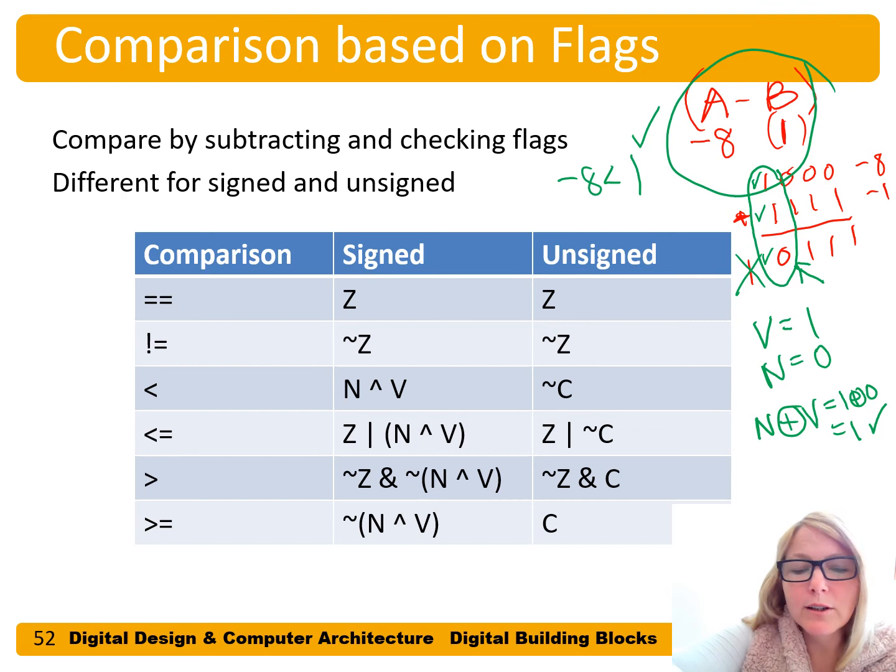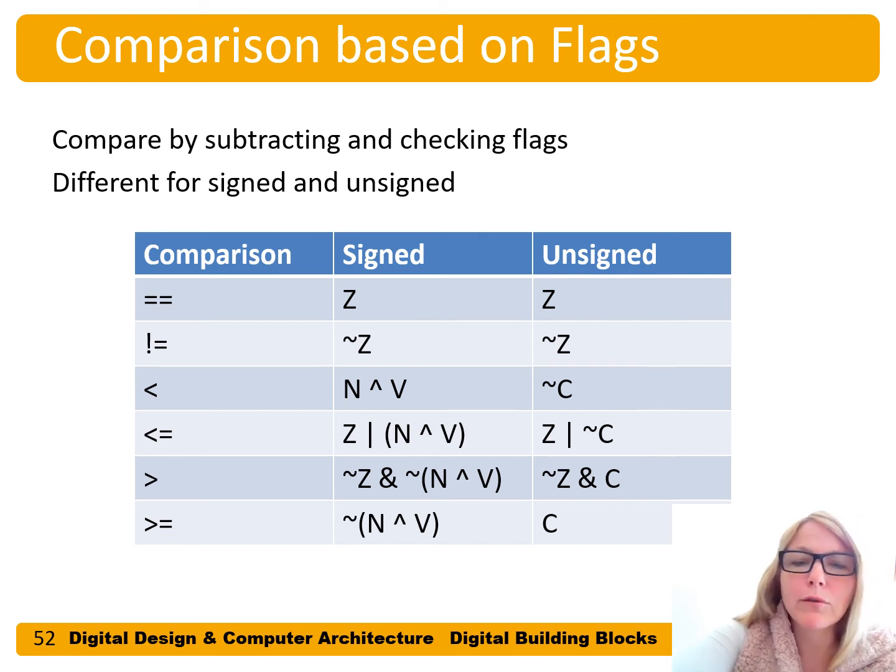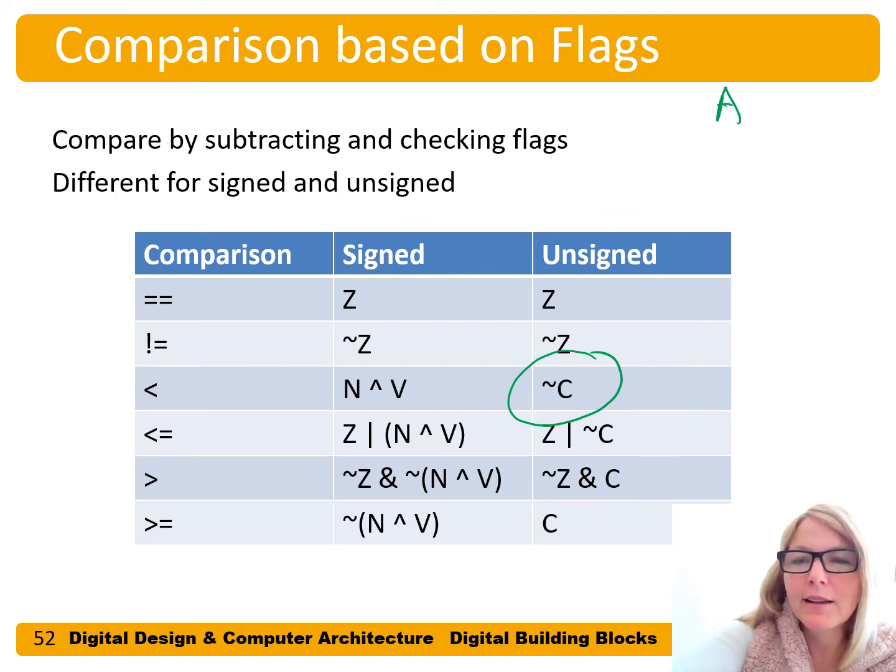So in order to compensate for overflow, we have to XOR the negative flag with our overflow flag. For unsigned addition or unsigned less than comparison, we look at the carry out of that most significant bit. And so we're going to say when there's no carry out, A is less than B. So let's look at this. So A less than B.